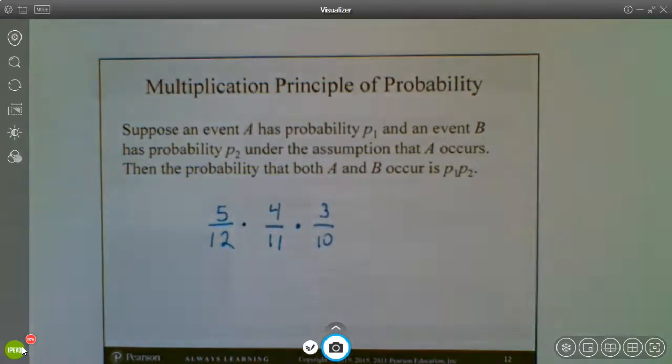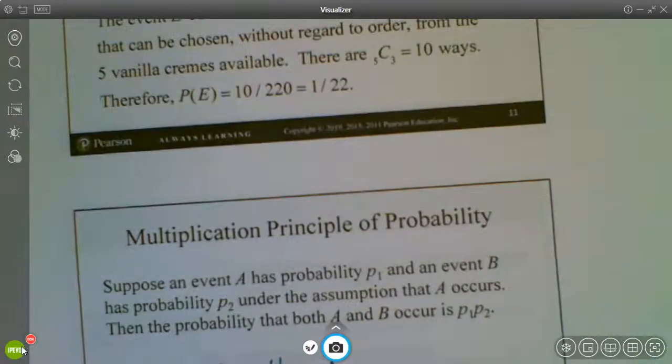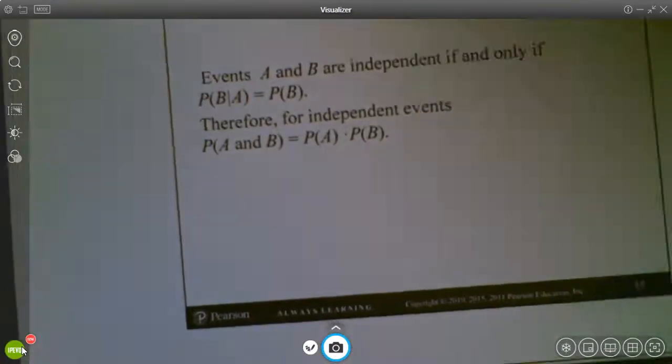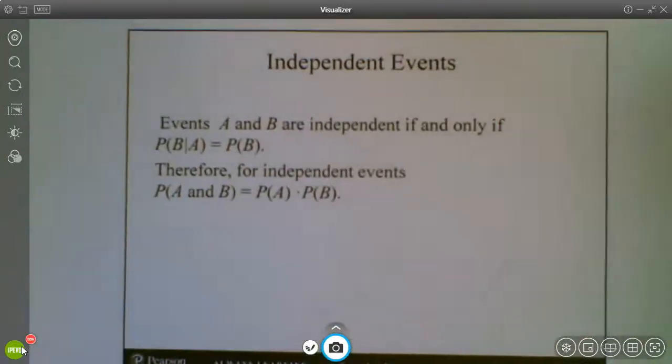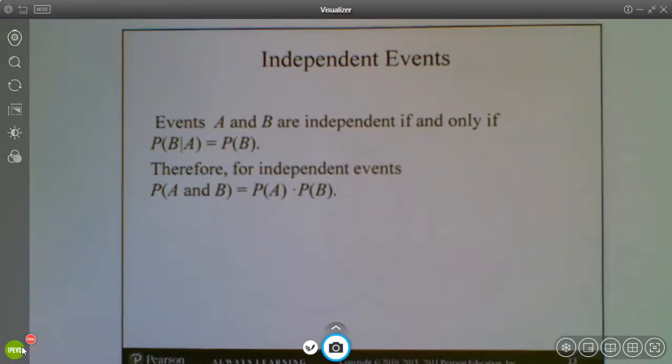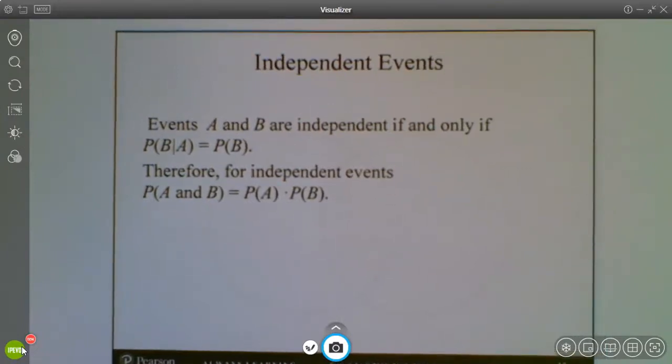So that leads us into our next item of discussion, which are independent events. So how do independent events work? Well, independent events are events that do not affect each other. So a real simple example here. What if I said, I'm going to toss a coin and then roll a die? Right, I'm going to toss the coin and roll a die.